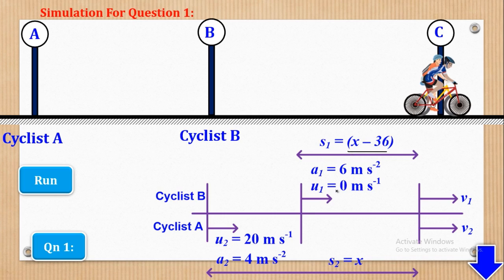So these were the initial values. For cyclist B, initial acceleration was 6 and initial velocity was 0. For cyclist A, initial velocity was 20 and initial acceleration was 4 meters per second squared. So now with that information, we can answer the question.